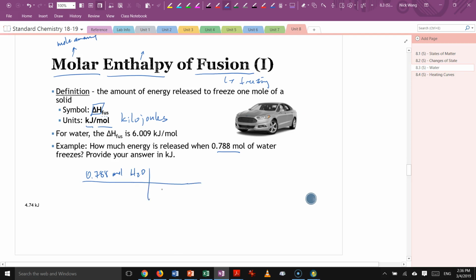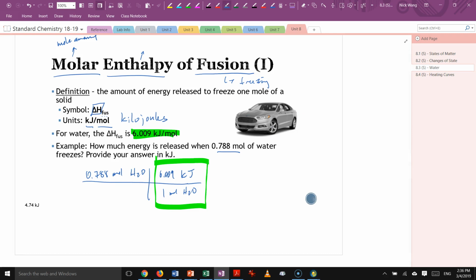And so we're going to set it up like this because we're going to have 6.009 kilojoules of energy released per 1 mole of water that is frozen. So this step right here, this entire thing, this is basically the conversion factor that relates this. That is your same value, and that represents the delta H of fusion for water. And of course, you can plug these numbers into your calculator and do a little bit of math, and you'll find that the answer here is 4.74 kilojoules of energy.